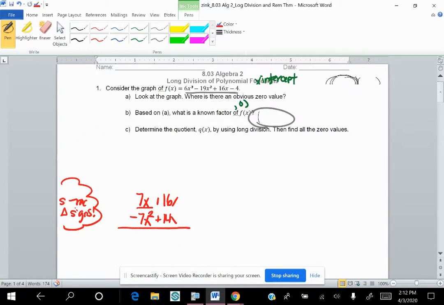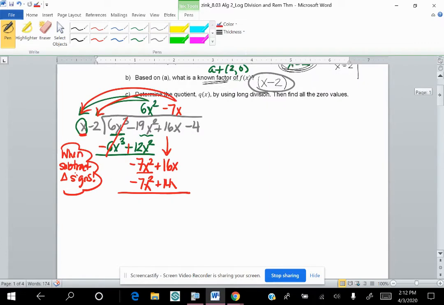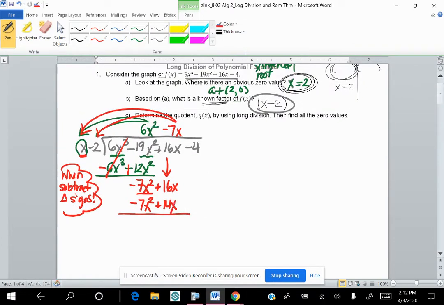Now I want to subtract all those. So anytime I subtract, I need to change all the signs. So I'm going to make this into a positive and this into a negative. 16 minus 14 gives me 2x. These cancel. Bring down my next term.